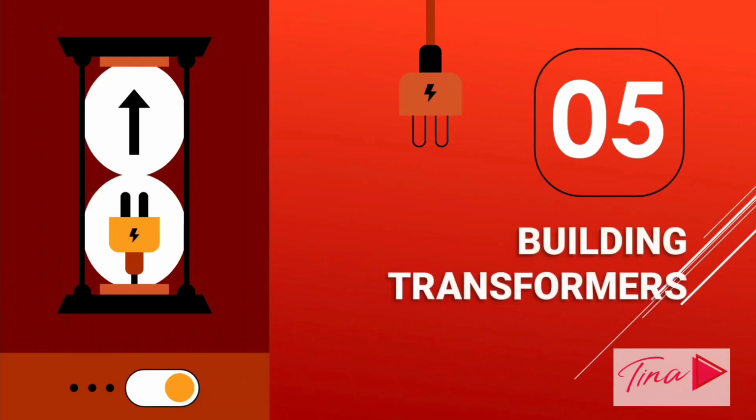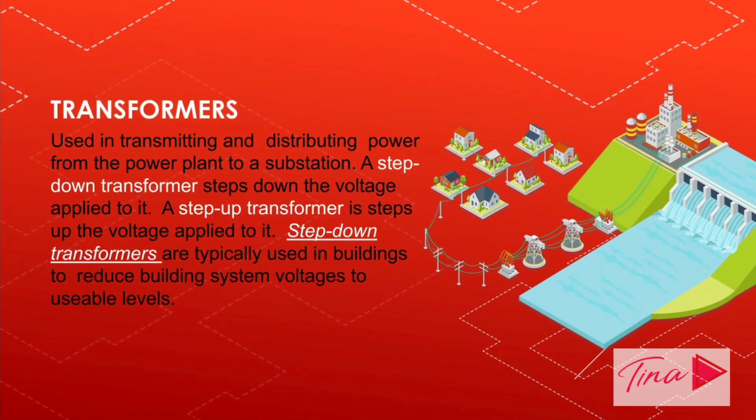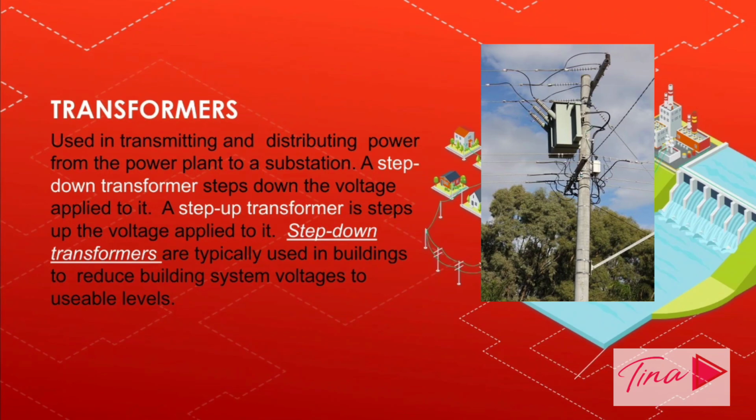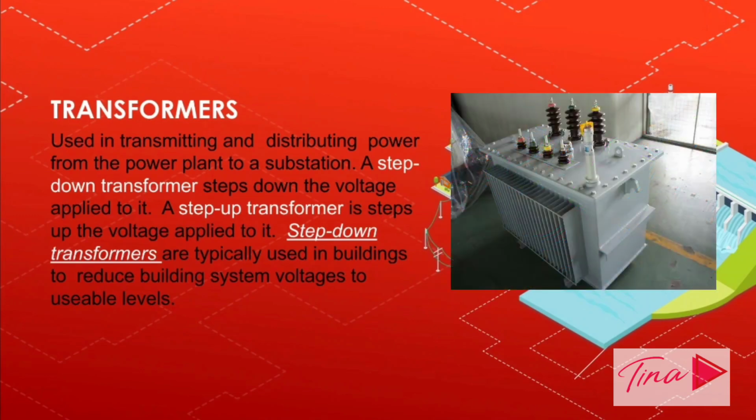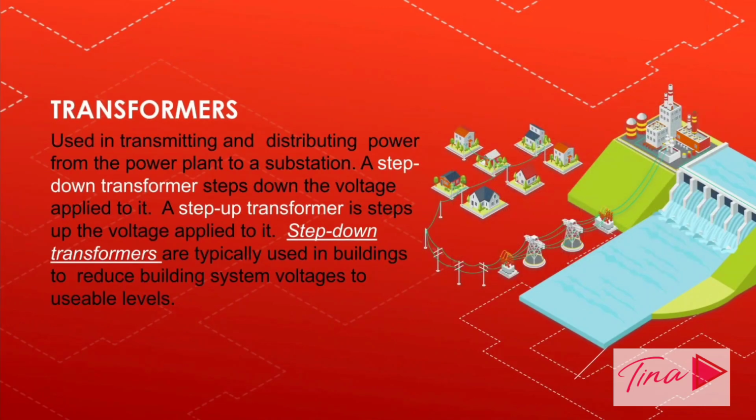Up next is the building transformers. Transformers are used in transmitting and distributing power from the power plant to a substation. A step-down transformer steps down the voltage applied to it. A step-up transformer steps up the voltage applied to it. Step-down transformers are typically used in buildings to reduce building system voltages to usable levels.